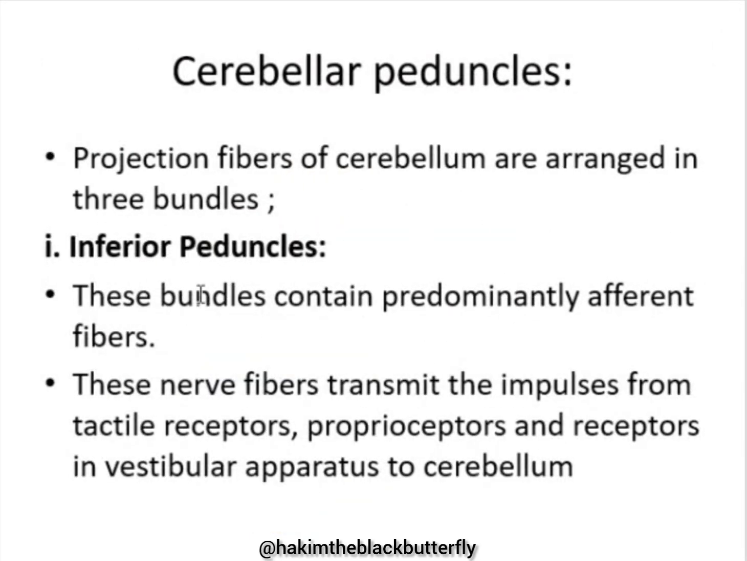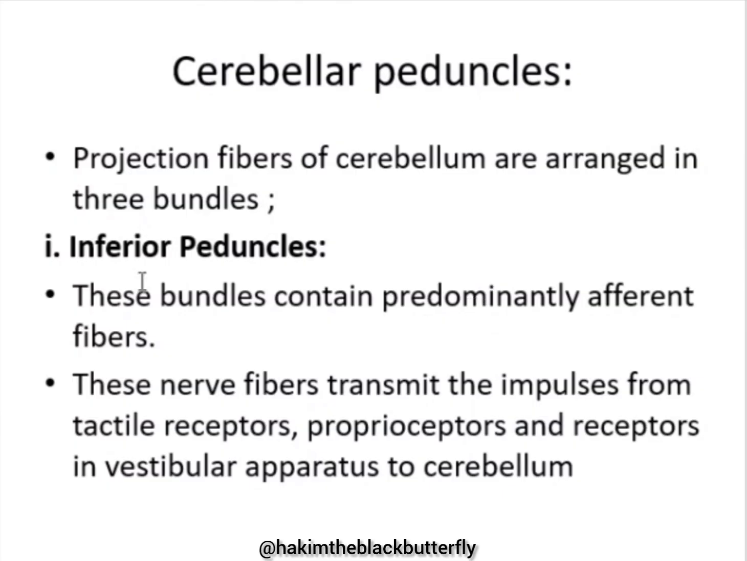The inferior cerebellar peduncle, most of the fibers passing through it are afferent. Afferent means information there is going towards the cerebellar cortex. So most of the fibers passing through the inferior cerebellar peduncle are transmitting impulses towards the cerebellar cortex. So most of them are afferent. That's why I say it is predominantly afferent.